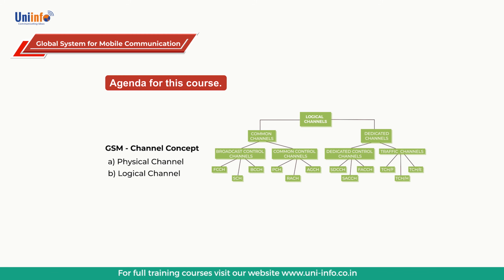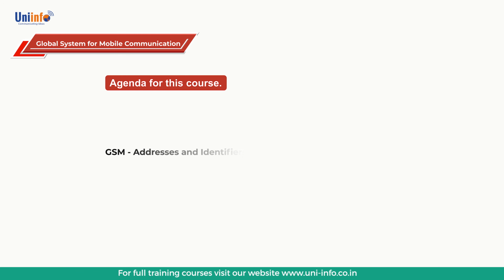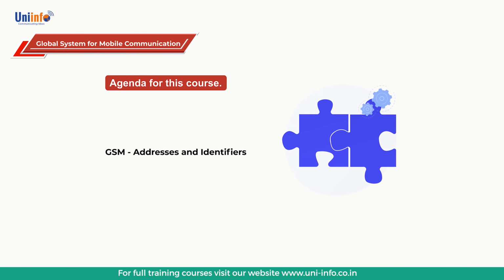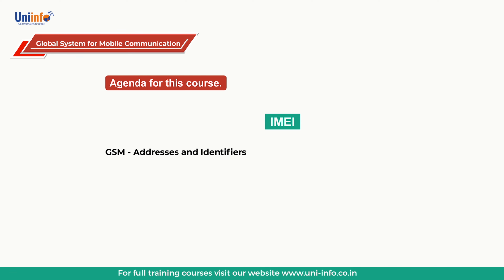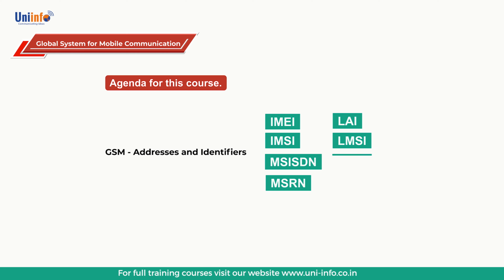So next comes GSM addresses and identifiers. These are used by GSM to help in managing the connection during subscribers' mobility. The various identifiers are IMEI, IMSI, MSISDN, MSRN, LAI, LMSI, TMSI. We will discuss each of them in detail one by one.